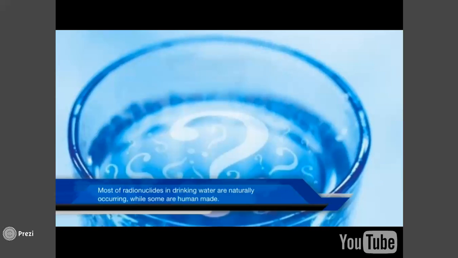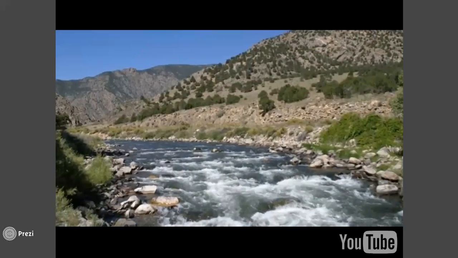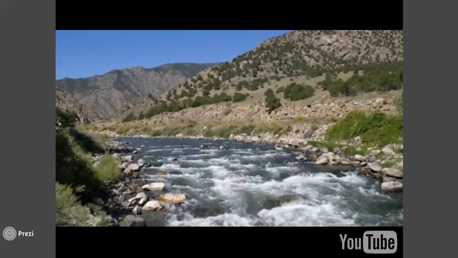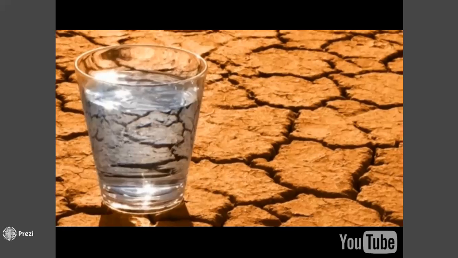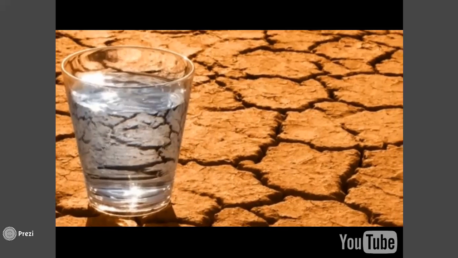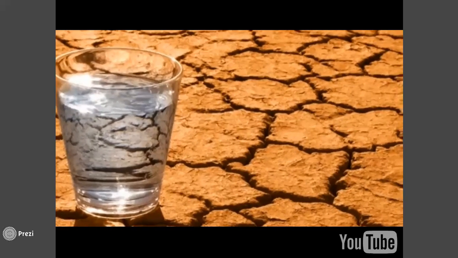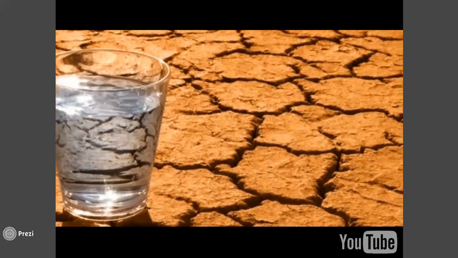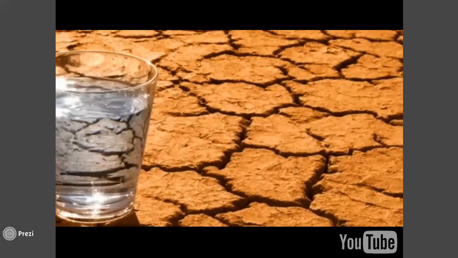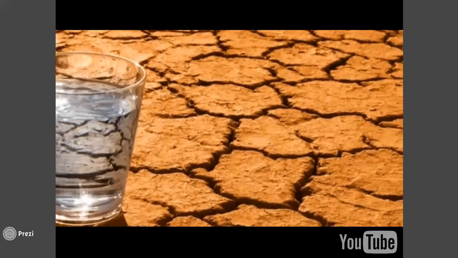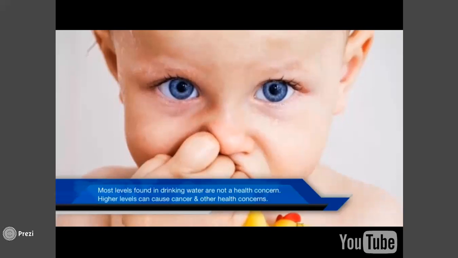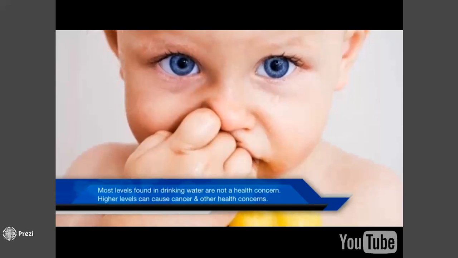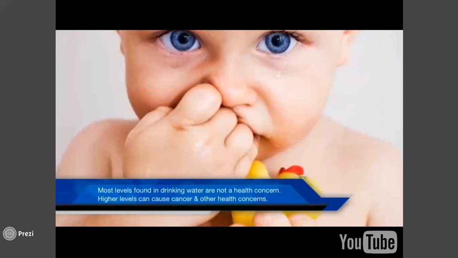Of the small percentage of drinking water systems with radioactive contaminant levels high enough to be of concern, most of the radioactivity is naturally occurring. Certain rock types have naturally occurring radioactive elements. Most radioactive contaminants are at levels that are low enough to not be considered a public health concern. At higher levels, long-term exposure to radionuclides in drinking water may cause cancer. In addition, exposure to uranium in drinking water may cause toxic effects to the kidneys.